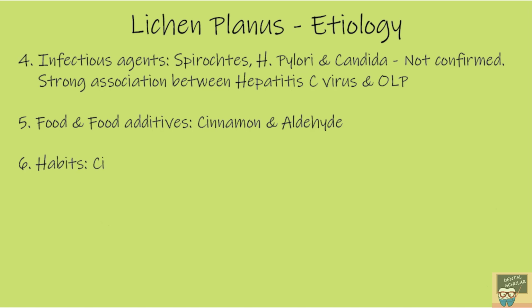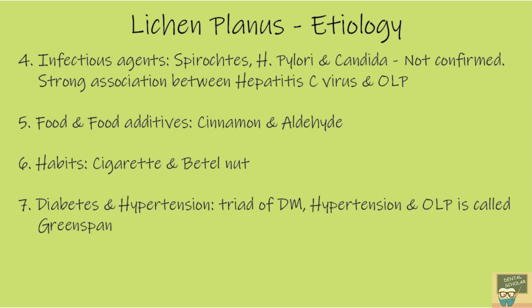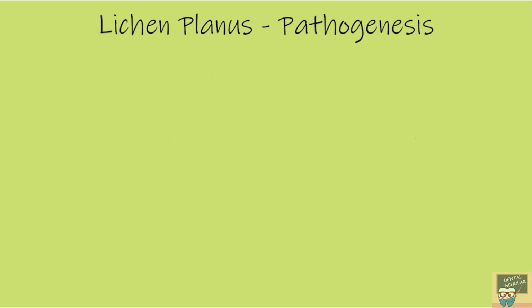Habits like cigarette smoking, betel nut chewing have also been suggested as an etiologic factor. Diabetes and hypertension have also been suggested as an etiologic factor. The triad of diabetes mellitus along with hypertension and oral lichen planus is called Greenspan syndrome. Stress is also proposed as an etiologic factor. Let's now go to the pathogenesis of lichen planus.